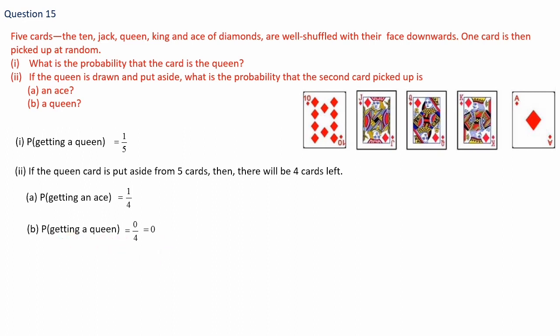Why is the queen not there? In the first category, while solving, there was a question where you had taken a queen, meaning you took the queen and did not replace it back. Because of that, the queen is not there the second time. So the probability of getting a queen is 0.